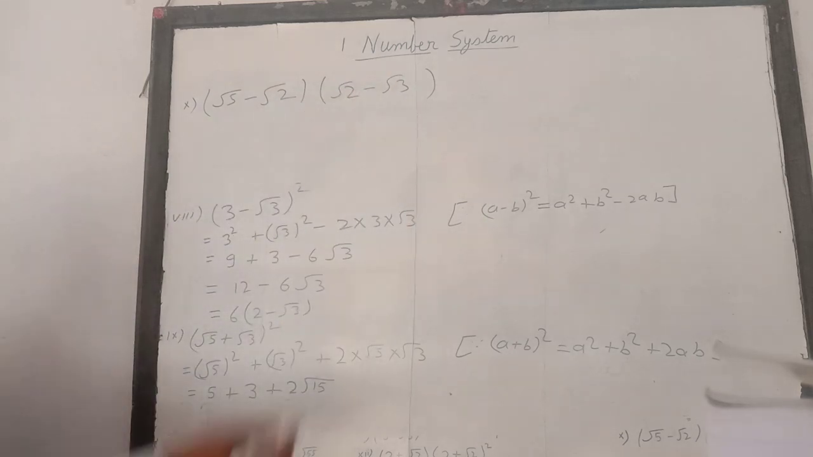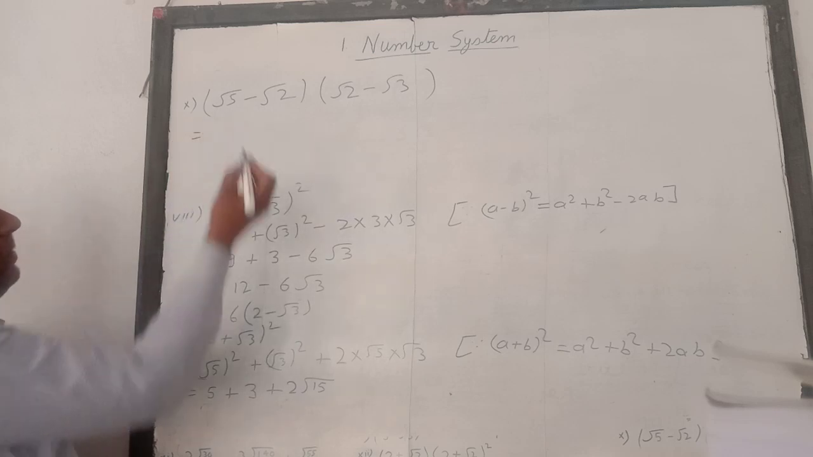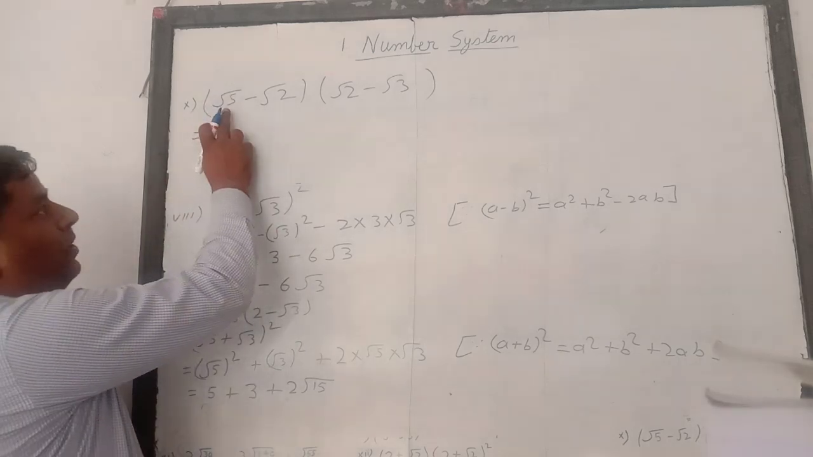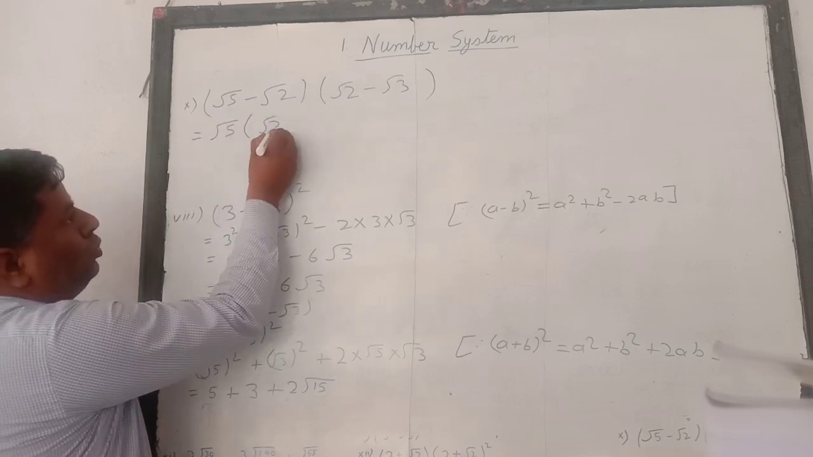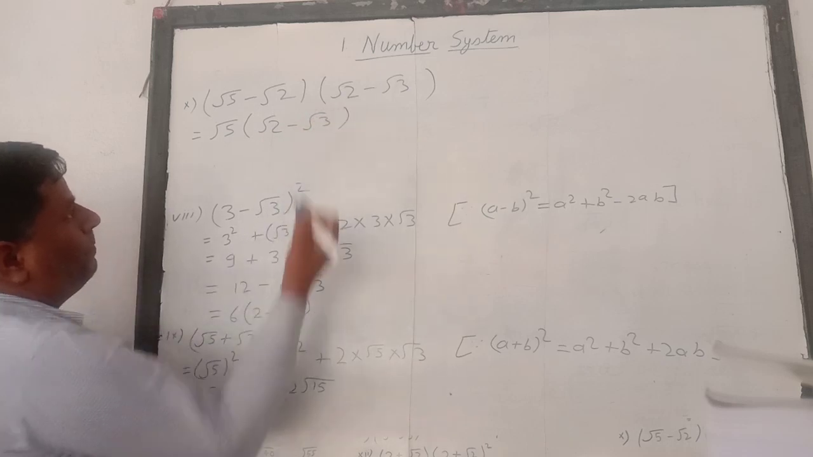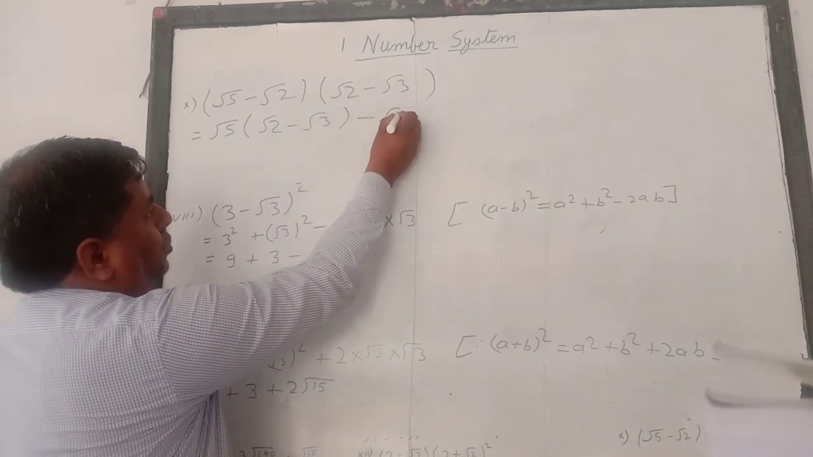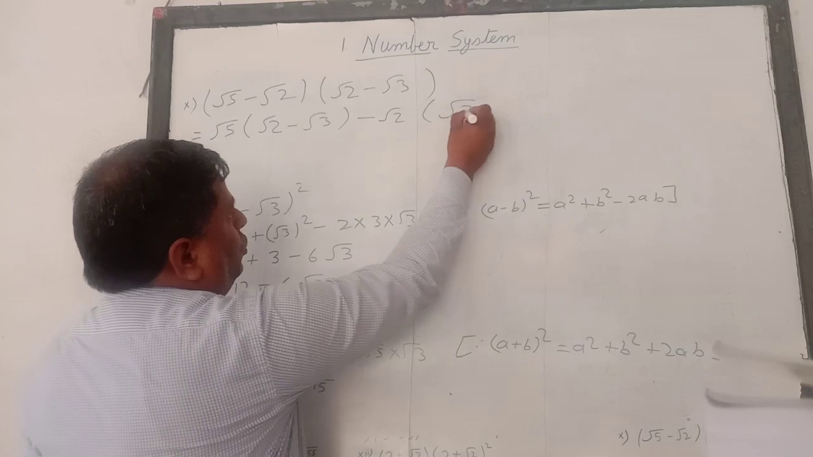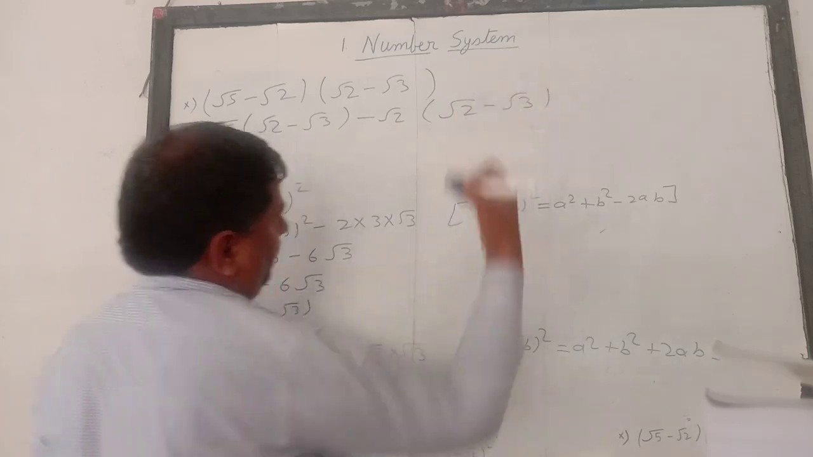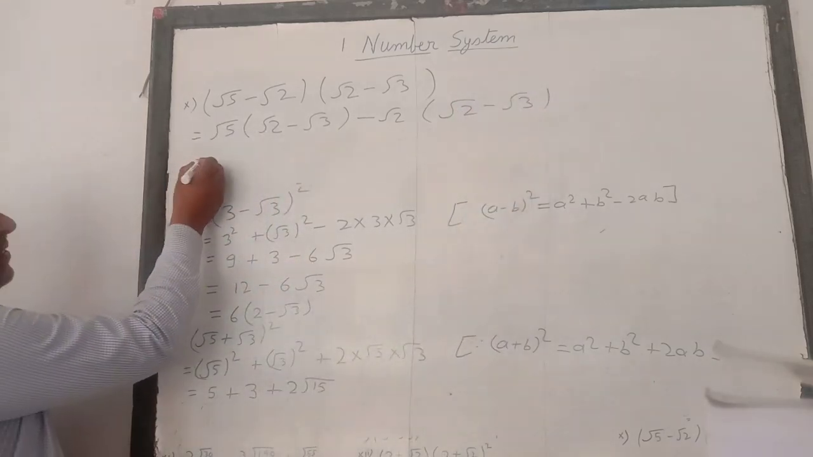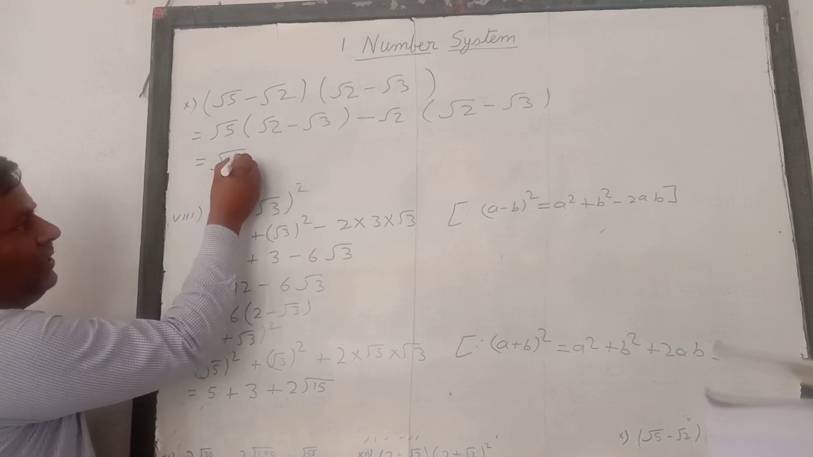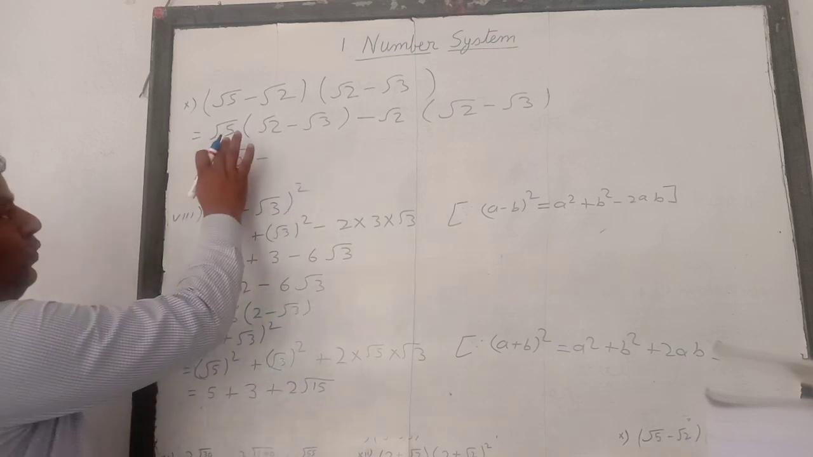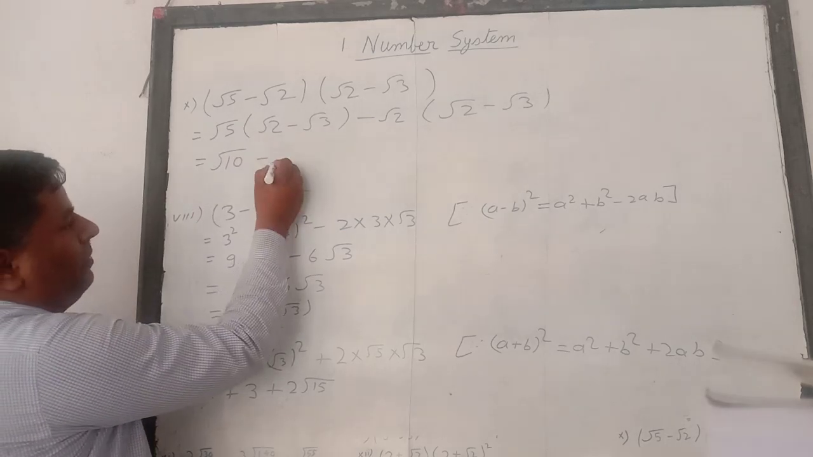So how can we do this? In this case we will use the simple multiplication method. First we multiply by √2 this term. So we write √5 into (√2 − √3) minus √2 into (√2 − √3). Now next, √5 into √2 will be √10, minus √5 into √3 will be √15.